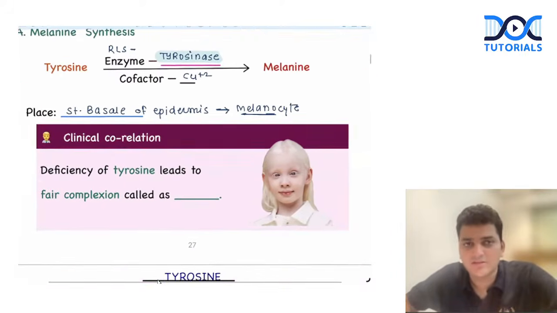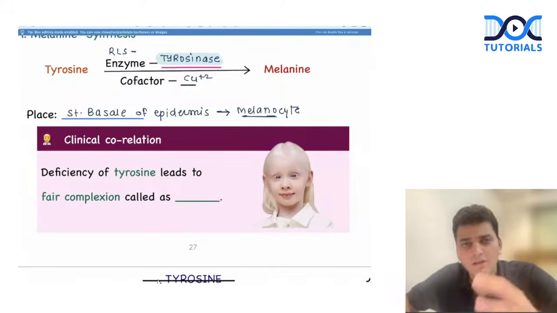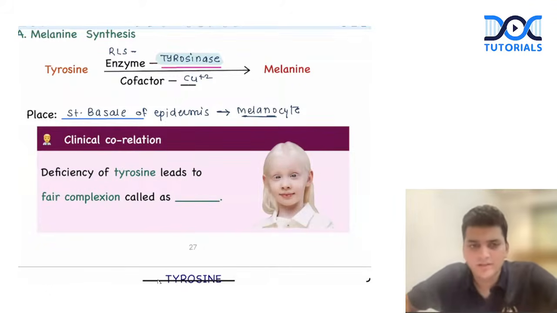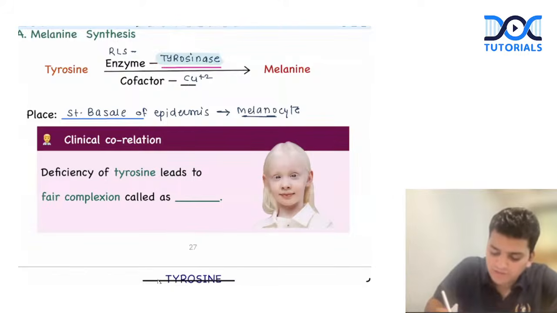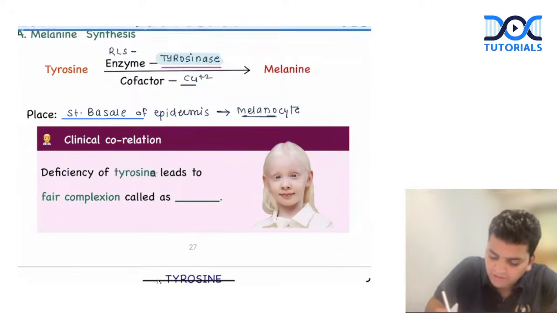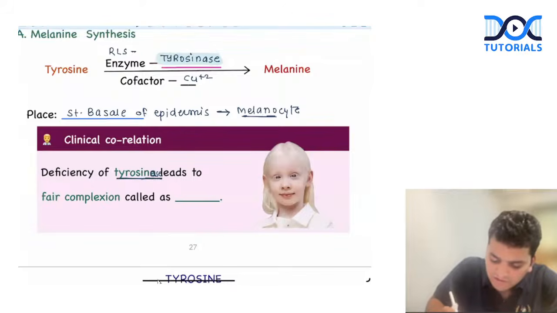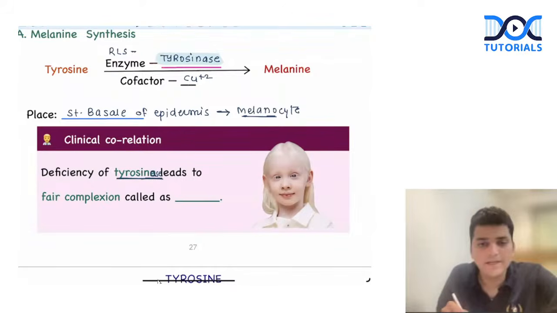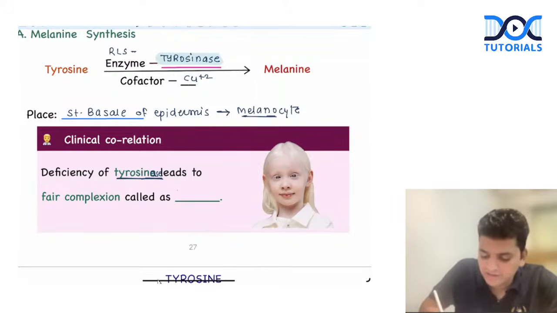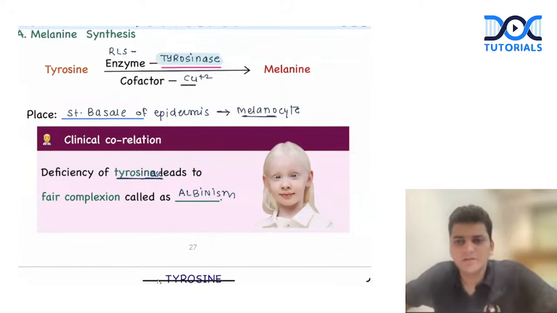You may have seen many such patients, right? Complete head to toe, complete white. They are having the deficiency of tyrosinase. Please correct the spelling. They are having the deficiency of tyrosinase, not tyrosine. If there is deficiency of tyrosinase, the patient will be completely white, complete fair complexion. This is called as albinism. In albinism, the patient will be completely white from head to toe.